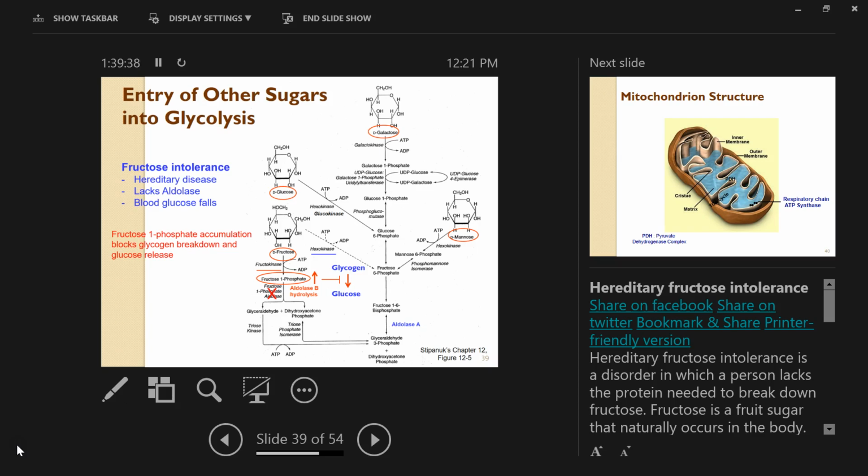So the patient usually has problems maintaining blood glucose levels, particularly under fasting conditions, because you normally break down glycogen to release glucose to raise blood glucose level. So they will have a problem with hypoglycemia. So you just need to understand the mechanism. Any questions so far?